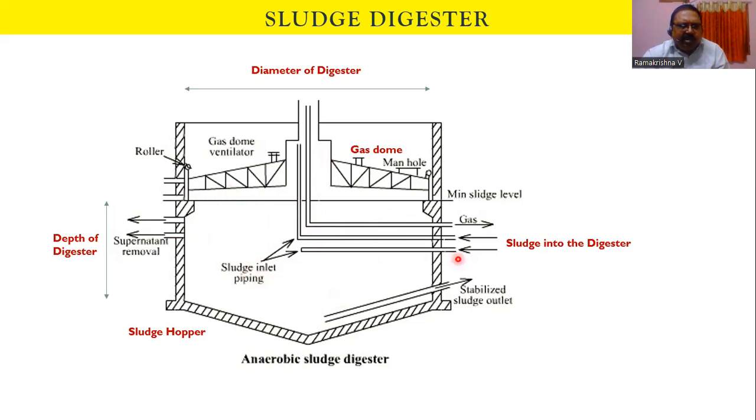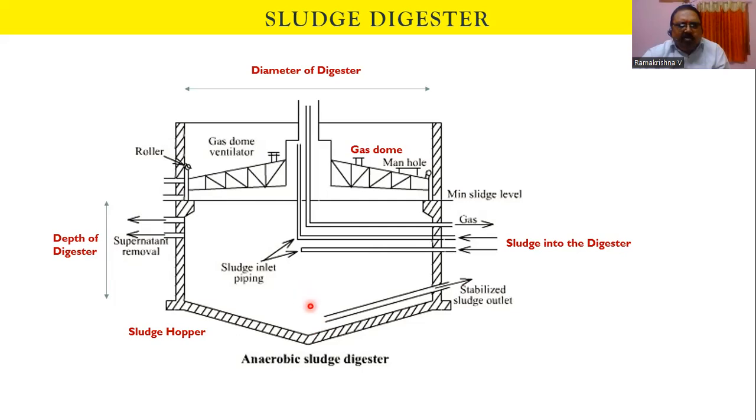So this is the diameter of the digester, and this is the liquid depth of the digester, nothing but the effective depth of the digester. This is the sludge entry into the digester through pipes, and this is where you are collecting the sludge in the form of digested sludge.